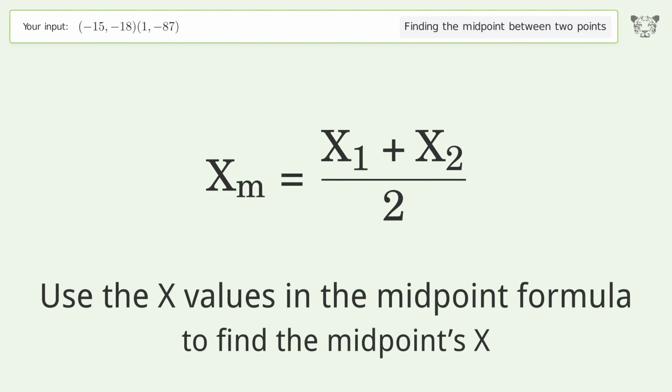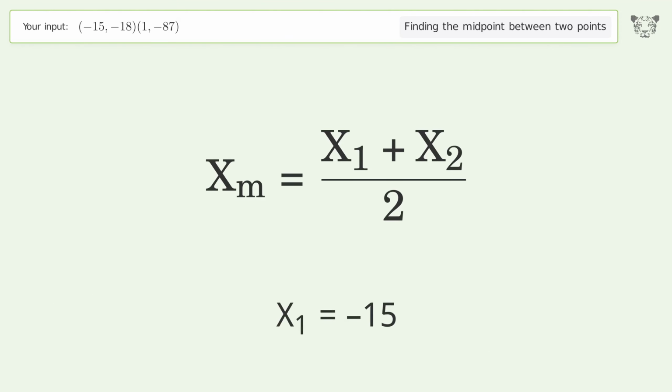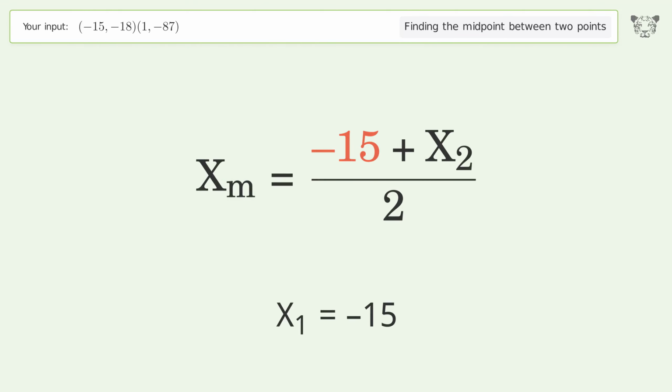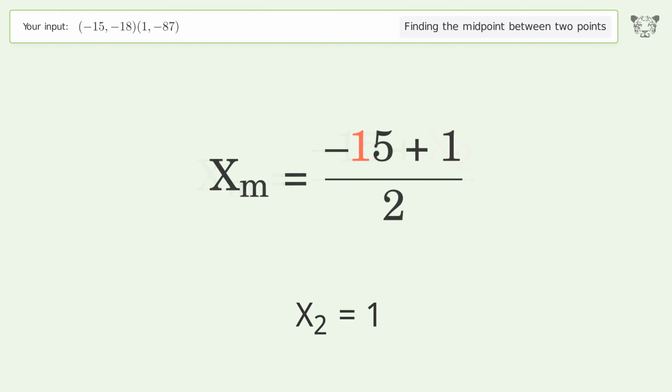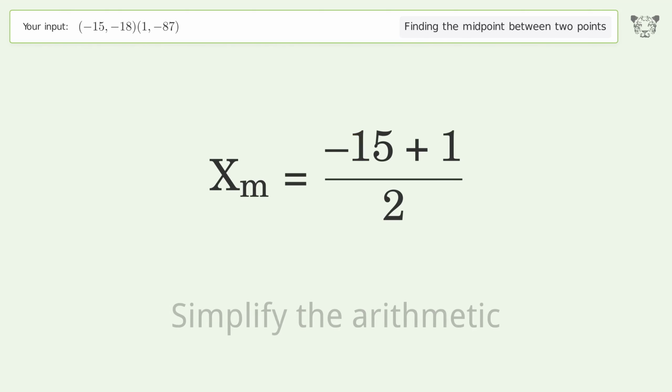Use the x values in the midpoint formula to find the midpoint's x. x1 equals -15. x2 equals 1. Simplify the arithmetic.